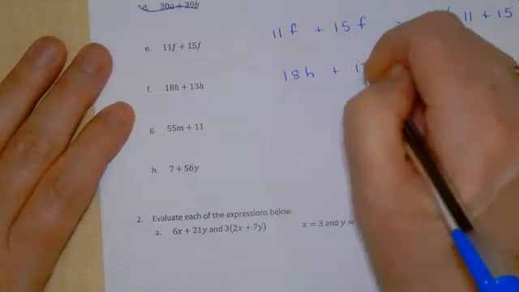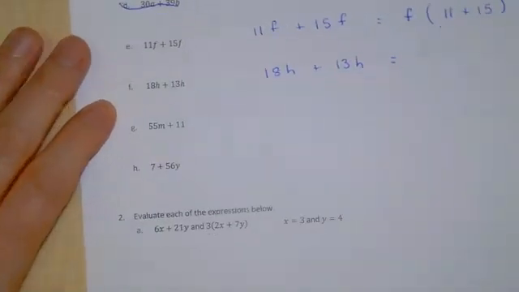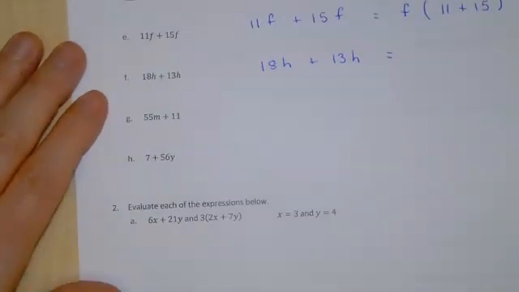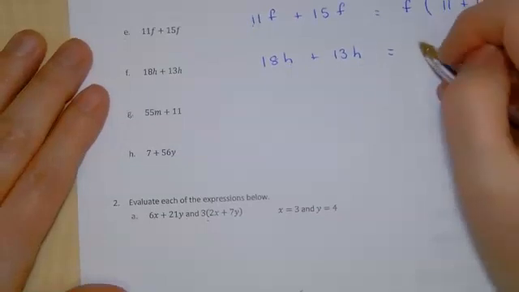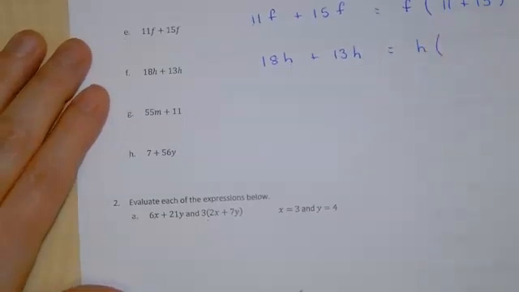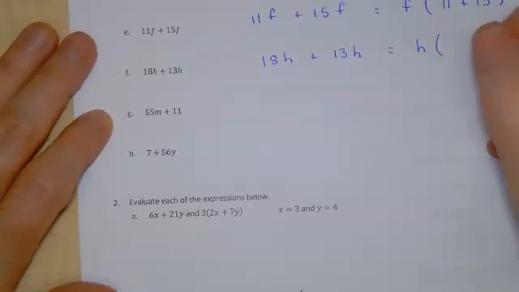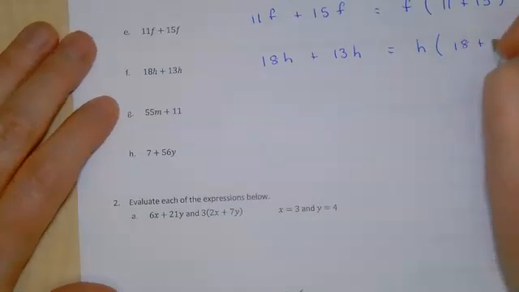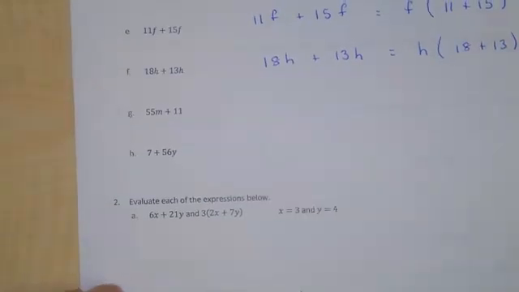18H plus 13H. What do they have in common? Alexis? So we're going to take the H on the outside. Angel, what ends up in the parentheses? What's left behind? 18 plus 13.